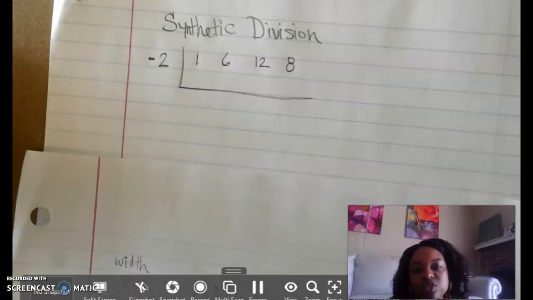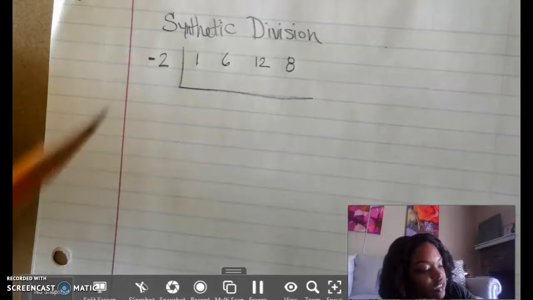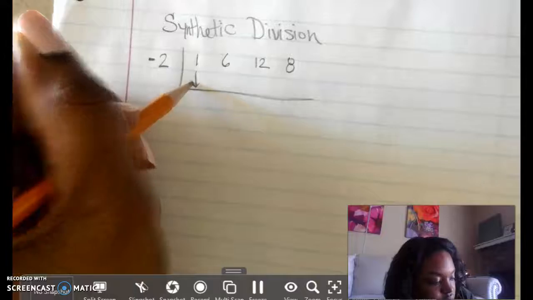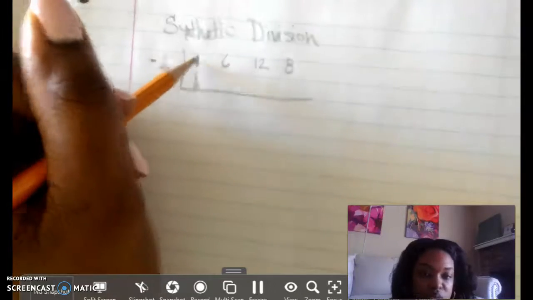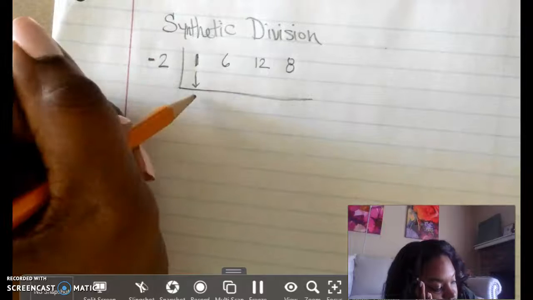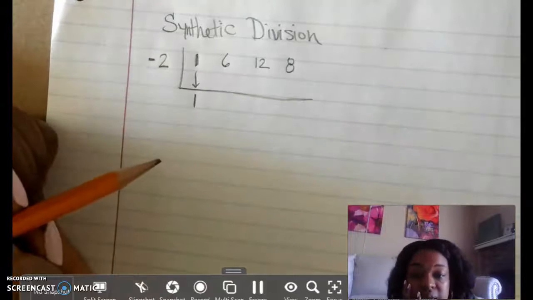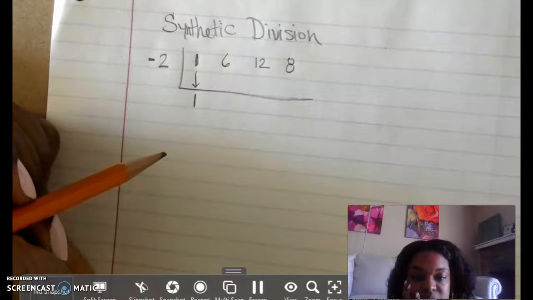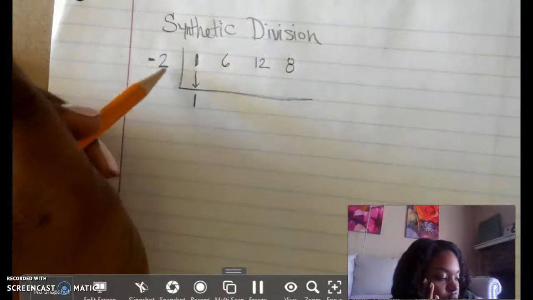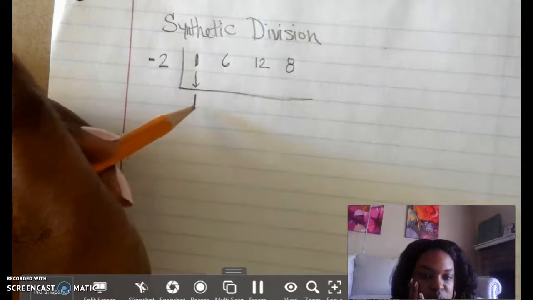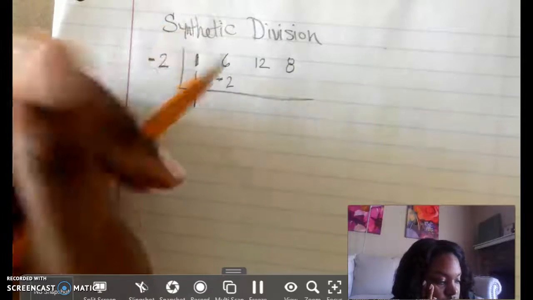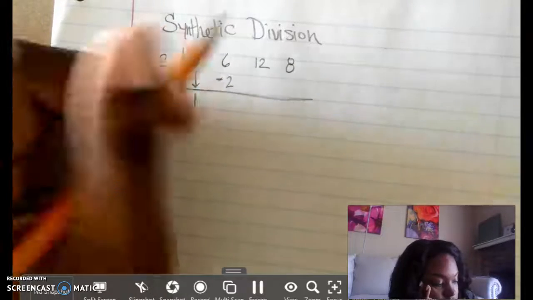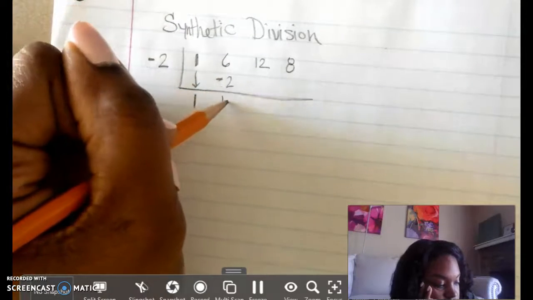Alright, next I'm just going to show you the process of the synthetic division now. So the first thing you're going to do, you're going to bring down the first coefficient here for our x cubed term and write that below the line. Then we're going to start a process of multiplying. So the number on the left here gets multiplied by the number at the bottom. That gives us negative 2. Then we add these two numbers. 6 plus negative 2 is 4.